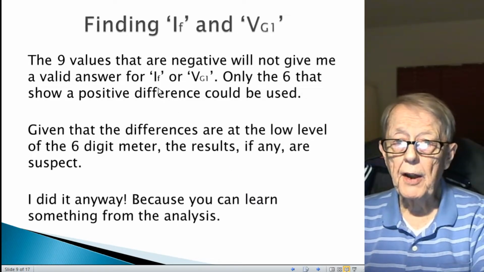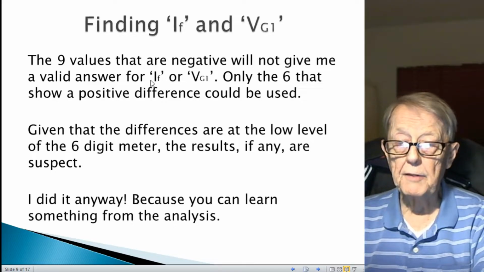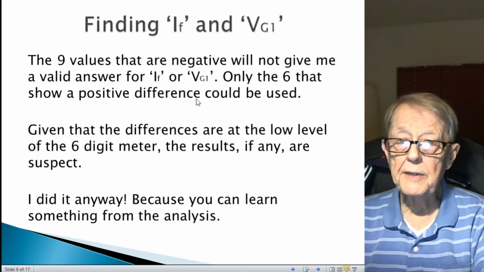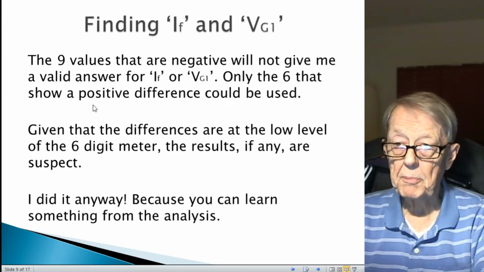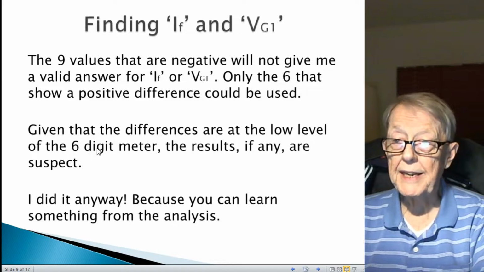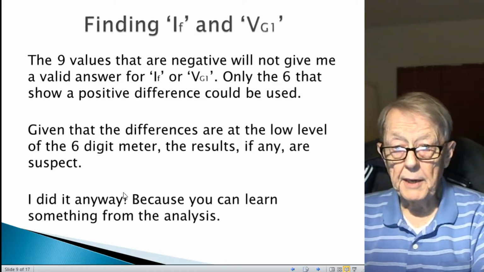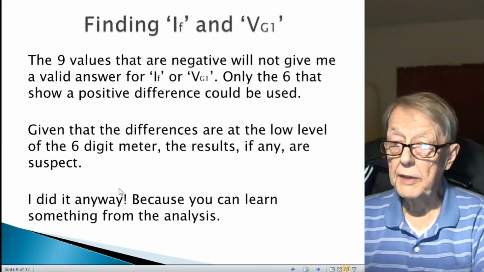Well, the 9 values are negative and will not give me a valid answer for IF or V sub G1, but really just IF. Only the 6 that show a positive difference could actually give me something. Given that the differences are at the low level of a 6-digit meter, the results of any, if any, are suspect. But I did it anyway, because you learn something by going through the analysis.